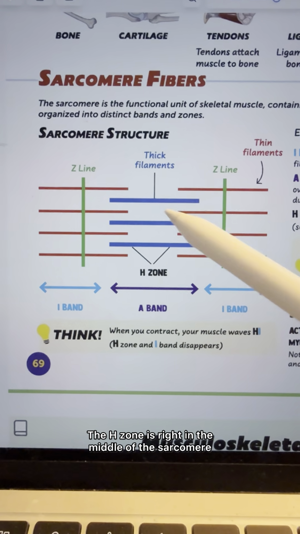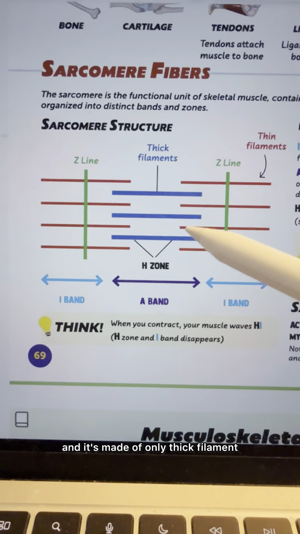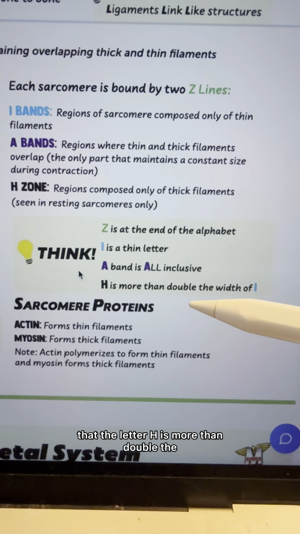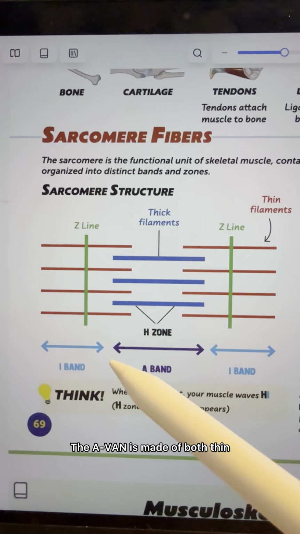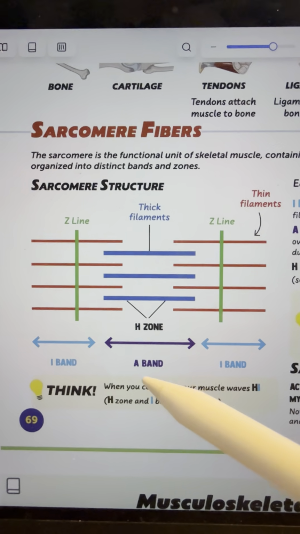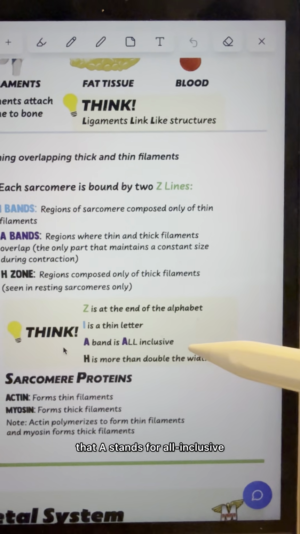The H zone is right in the middle of the sarcomere, and it's made of only thick filament. We can remember that the letter H is more than double the width of the letter I. The A band is made of both thin and thick filaments, and we can remember that A stands for all-inclusive.